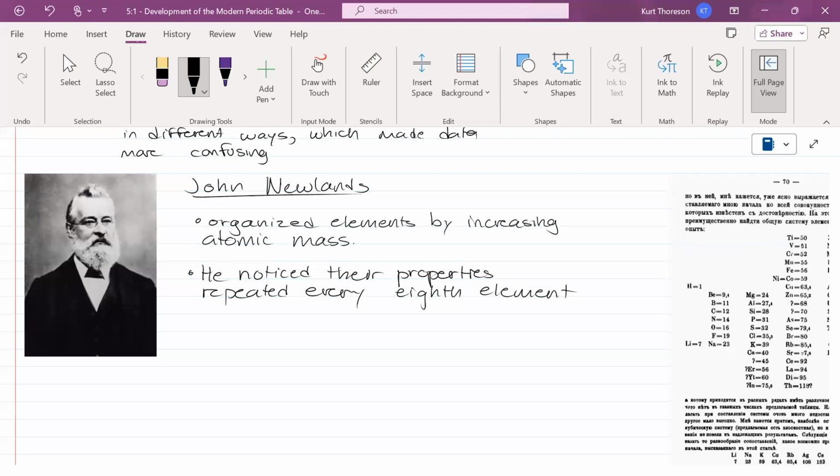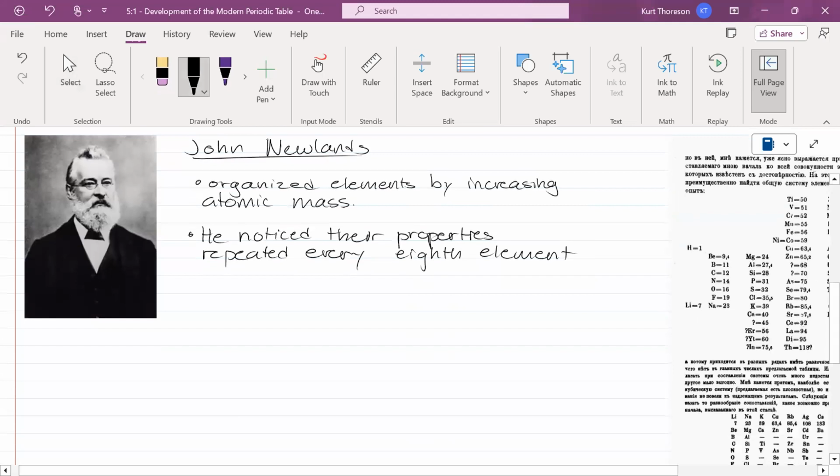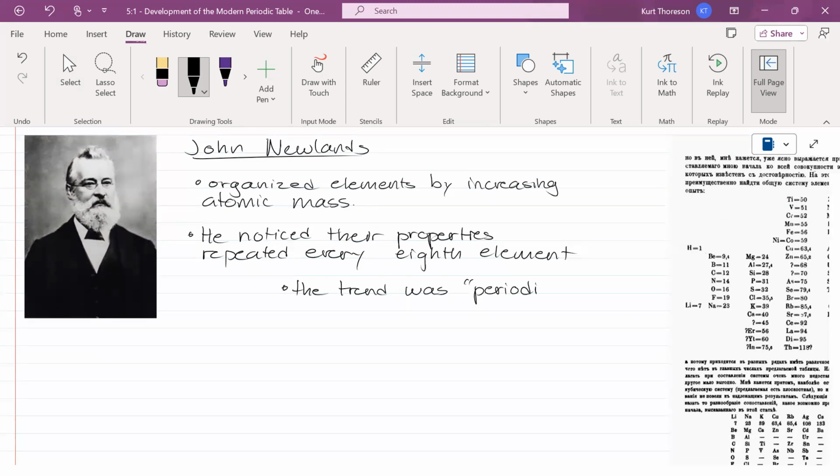He's starting to notice there's a trend, and that's where we got the word periodic. The trend was periodic. Periodic means it's happening every X amount of turns. You guys periodically go to the bathroom during school. You periodically maybe chew gum during the school day.